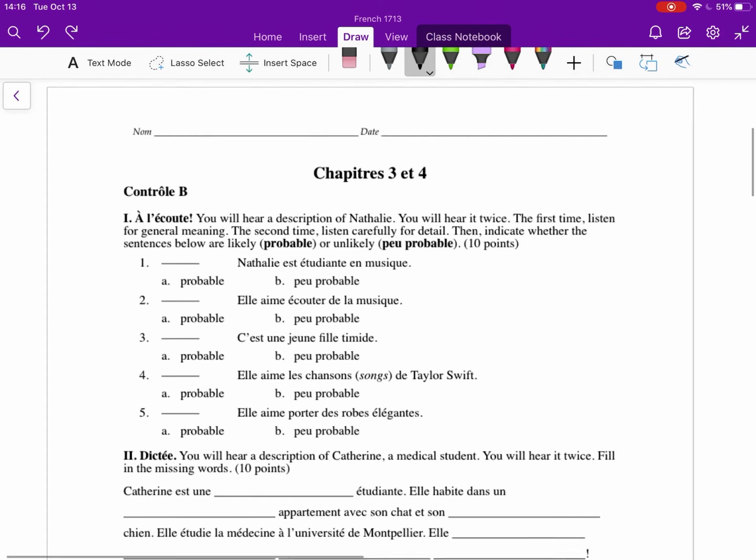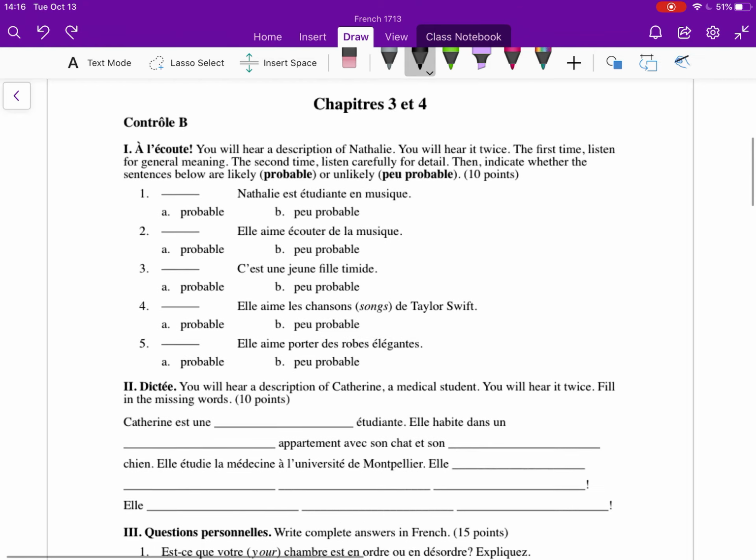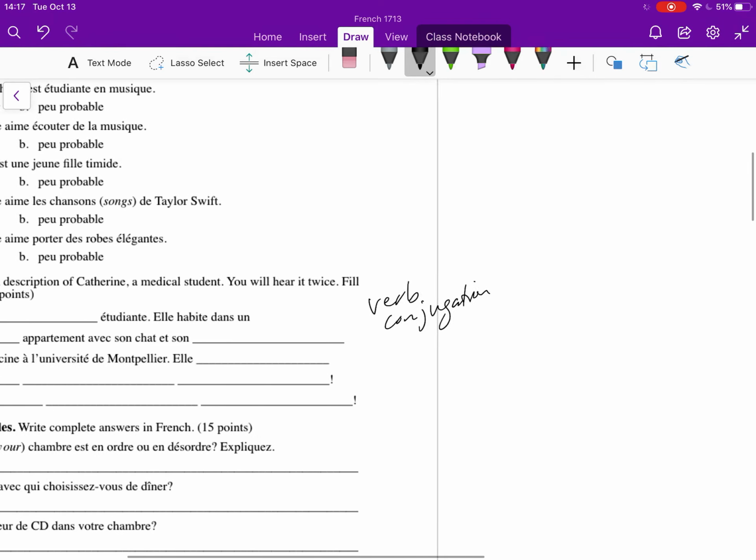So once again, those first two exercises are oral. The first one is the listening comprehension. You will hear the dialogue twice on the video, so you'll be able to see that. The dictée, similarly, you'll hear it twice. You do want to make sure that you're watching out for verb conjugation here because, as you know, several verb conjugations can sound the same but would be spelled differently.